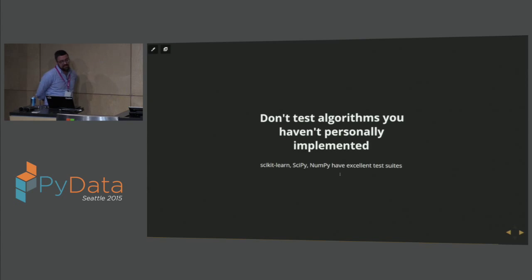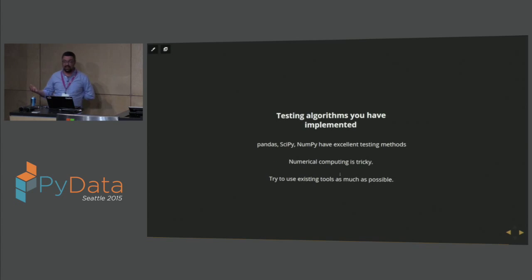The caveat I'll throw in is don't test algorithms that you haven't personally implemented. This is redundant. You don't need to do it. Scikit-learn, SciPy, and NumPy have really excellent test suites already. So you don't need to make sure that scikit-learn is doing a logistic regression correctly. If it's not, it's probably your data, not scikit-learn. I mean, you may have found a bug, but it's more likely that you have some issue in your data transformation. Similarly, if you have implemented an algorithm by hand, all of Pandas, SciPy, and NumPy also have testing methods. Numerical computing is tricky and sucks in a lot of ways, because you can't necessarily assert that two things are equal, because of underflow and overflow and so on and so forth.